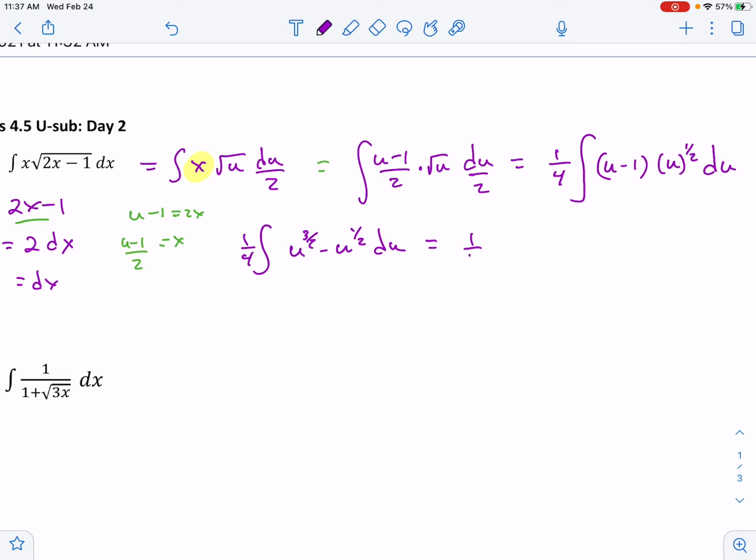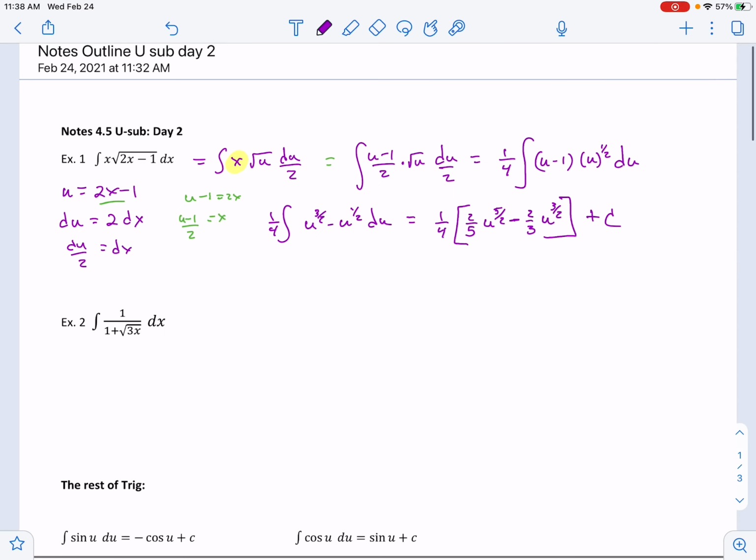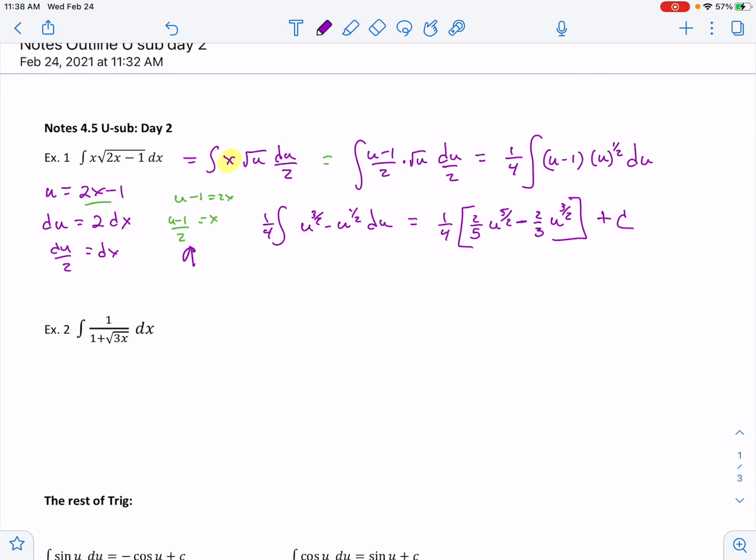So you have 1/4. You add 1, so it's u to the 5/2, divide by 5/2, which is the same as multiply by 2/5. And this becomes u to the 3/2, and you divide, ooh, that's a minus, isn't it? My notes are bad. And you divide by 3/2, so this becomes 2/3. And let me go back and fix that, make it a minus because it was a minus. Okay? And you're done, plus c. Whew, huh? So you have this extra step in here.